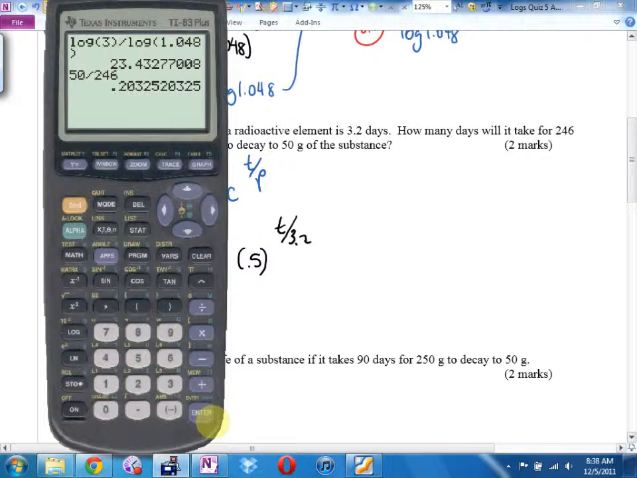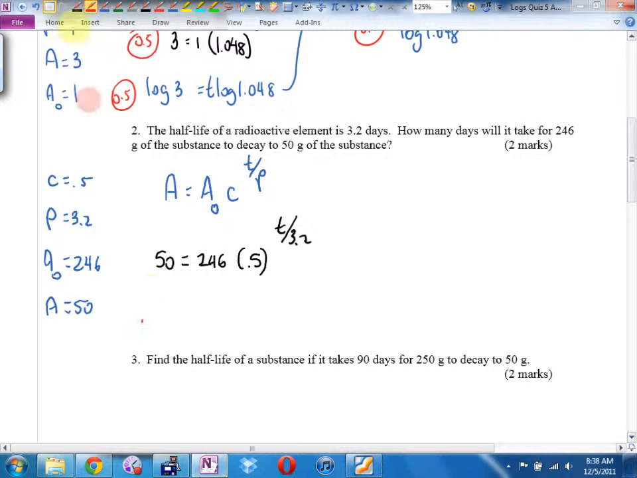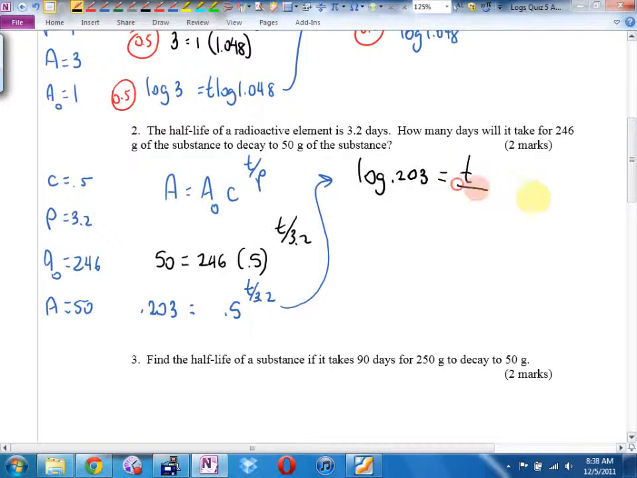I'm going to write 0.203, but I'll use the complete answer. I'm not going to round off. 0.203 equals 0.5 to the T over 3.2. Take the log of both sides. The log of 0.203 equals T over 3.2 times log 0.5, and move the fraction to the front as a great big fraction.